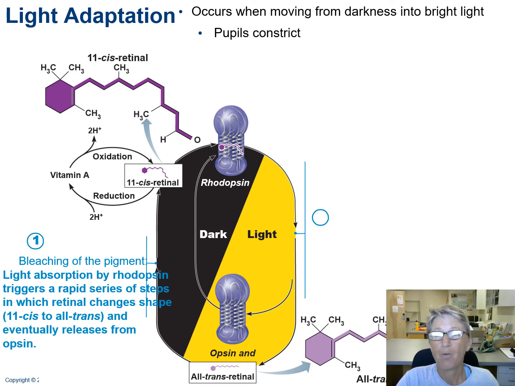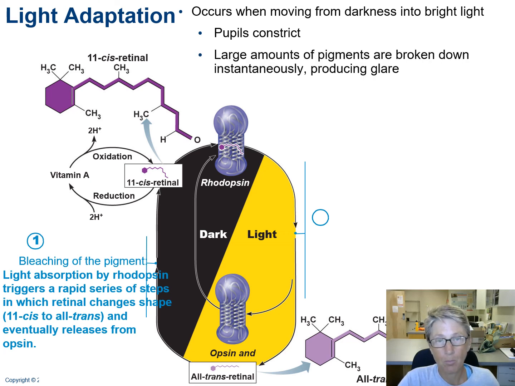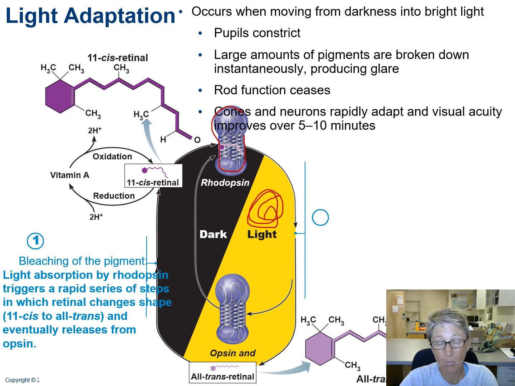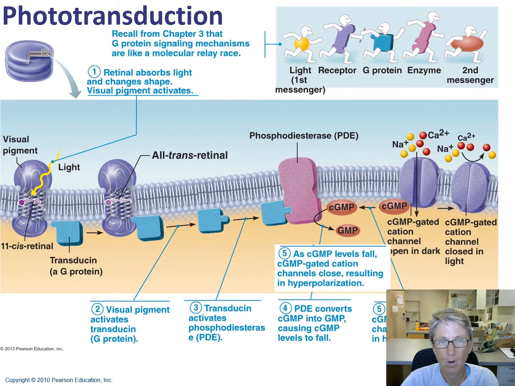When you move from the dark into the bright light, your pupils constrict, obviously. When you get into the light, large amounts of pigment are broken down instantaneously. So this rhodopsin breaks down really quickly in the bright light, and then your rods cease to function. But your cones rapidly adapt, and within the next 5 to 10 minutes, you start seeing better when you've moved from darkness into bright light.